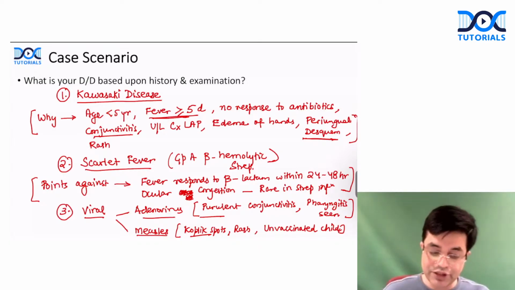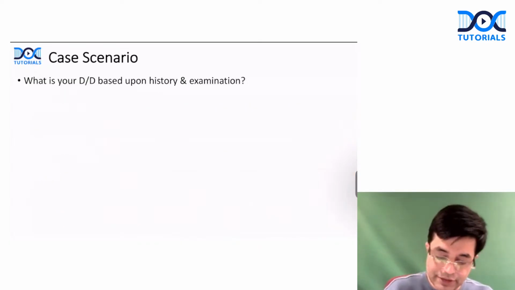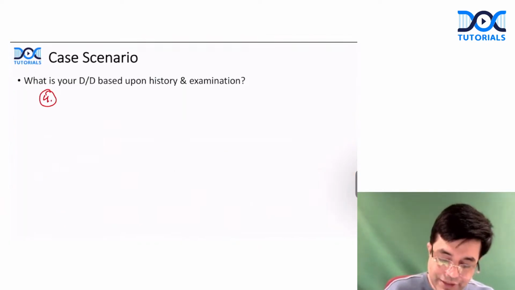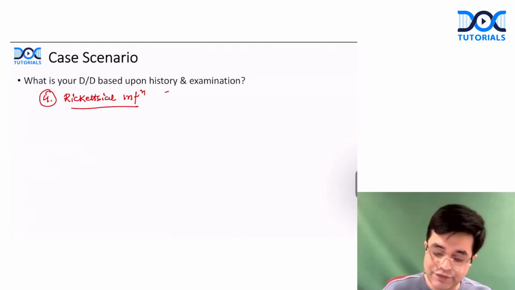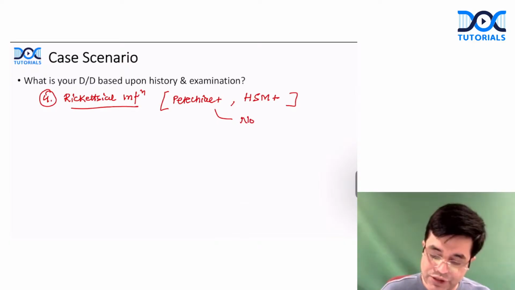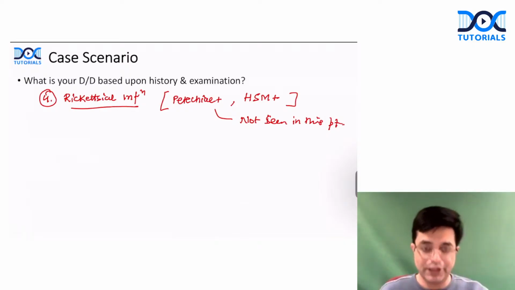What are the other differential diagnoses you can think of? The other differential diagnosis you can definitely think of is rickettsial infection. Rickettsial infection can have a presentation like this, but rickettsial infection will likely have petechiae present. And these patients have hepatosplenomegaly, which is not seen in this patient. So that is why it is not a number one possibility.